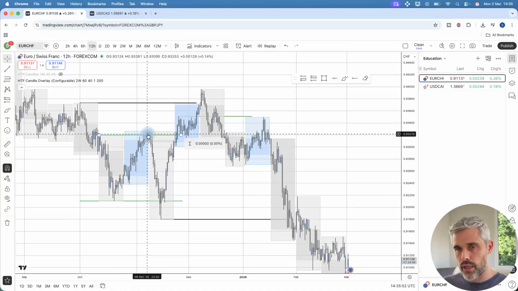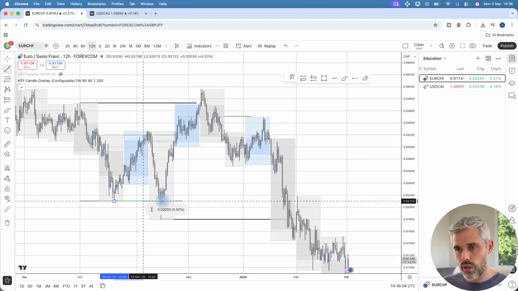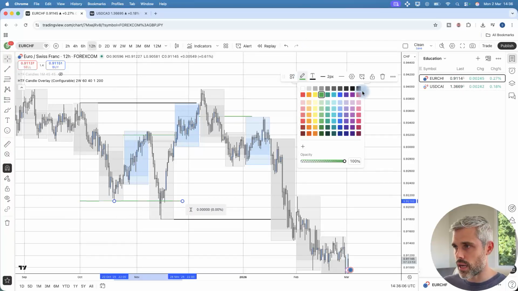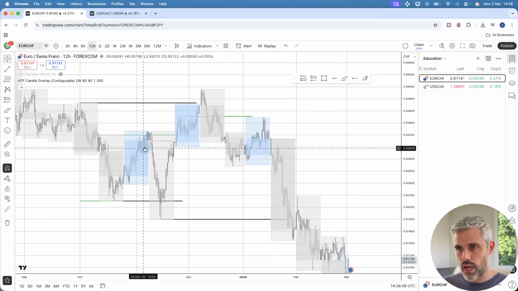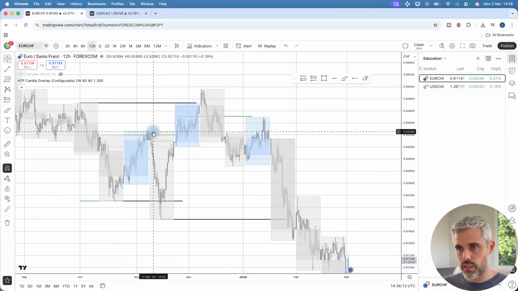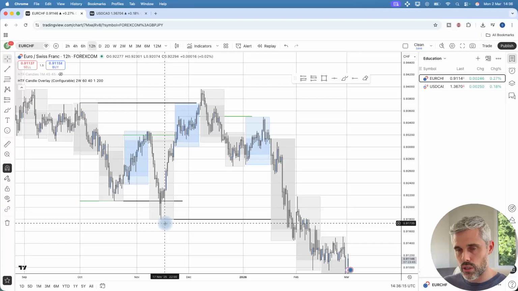Price manipulates above the previous 2-week time frame candle range, closing inside. So where is the intermediate target for price? It's the low here, which I'll just mark again. So we can trade that short because we have accumulation, manipulation, now distribution.